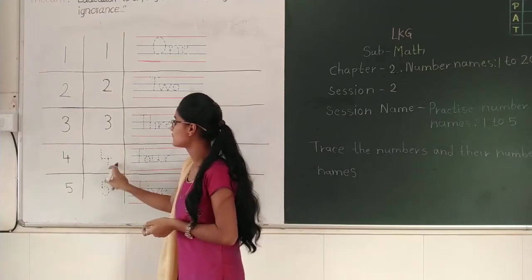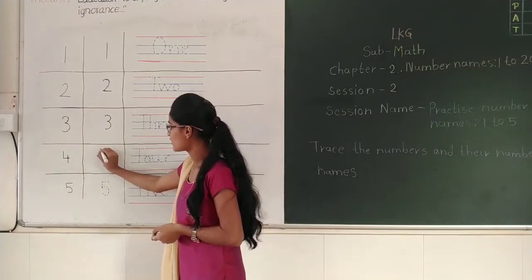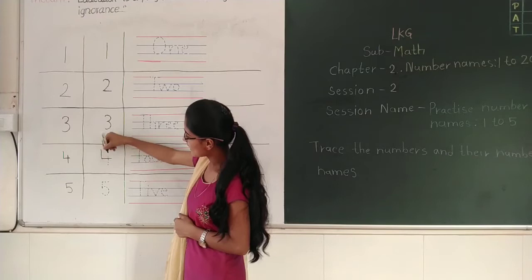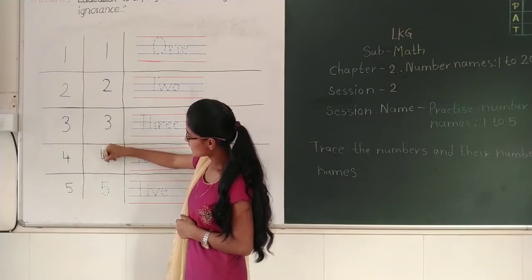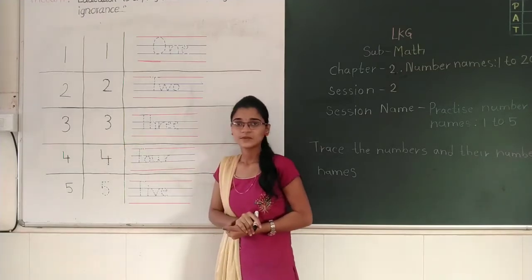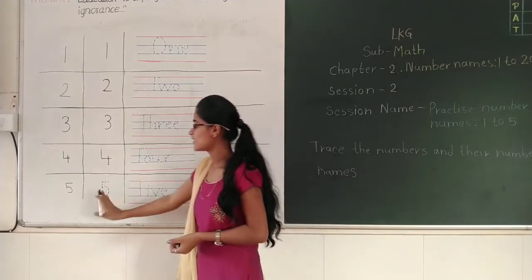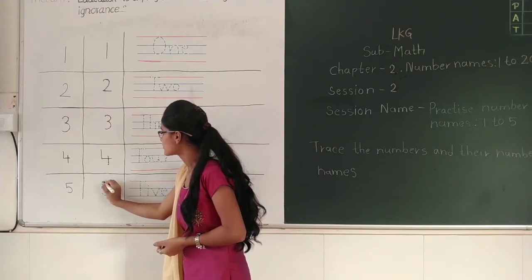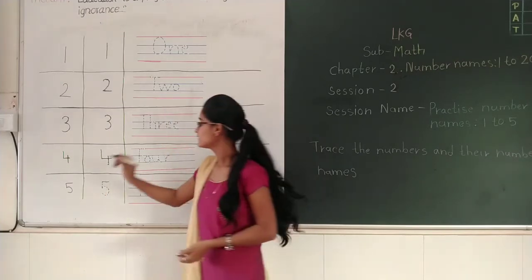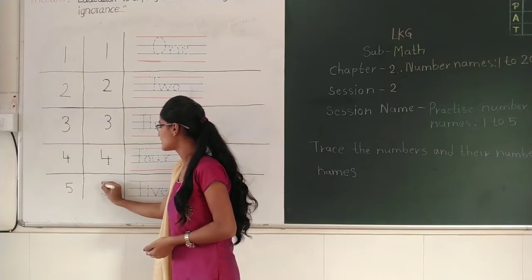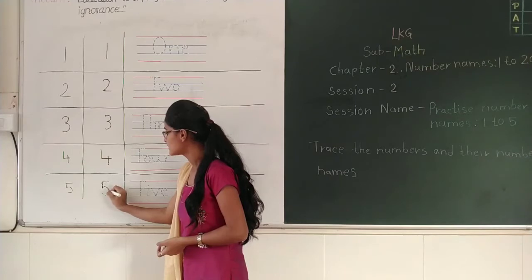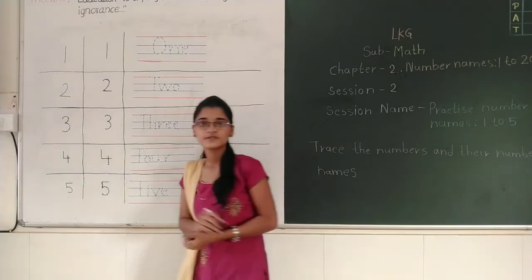Next is number 4. Put your pencil point on the first dot. Draw one standing line, then one sleeping line, and one more standing line. Okay? Next is number 5. First draw one sleeping line, then draw one standing line, and one right curve. Okay?